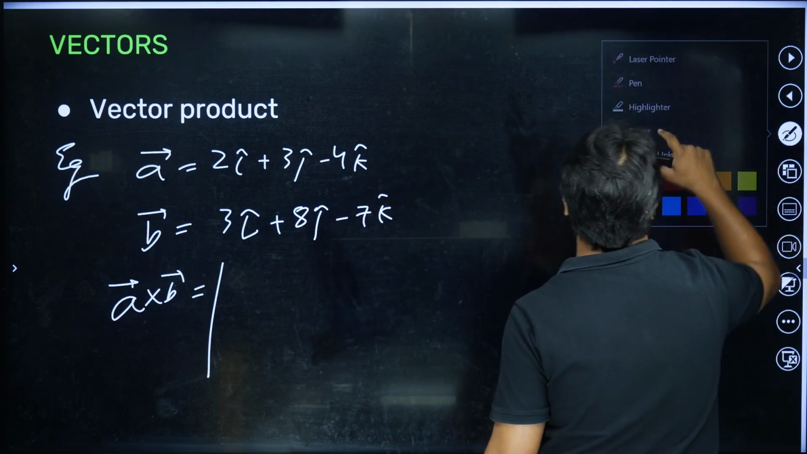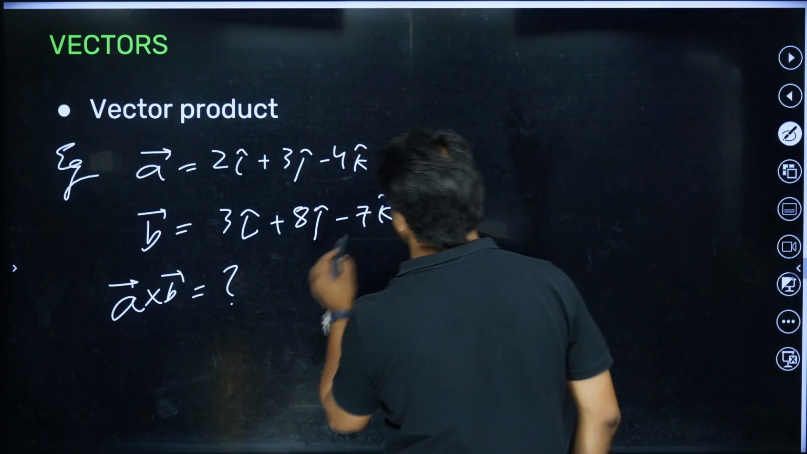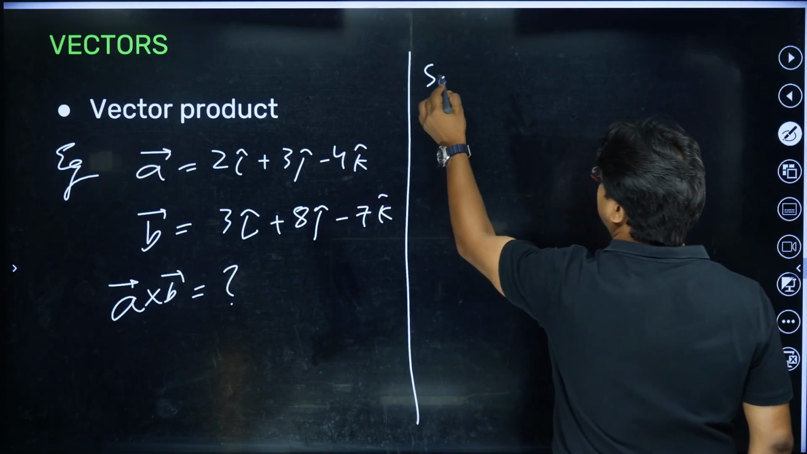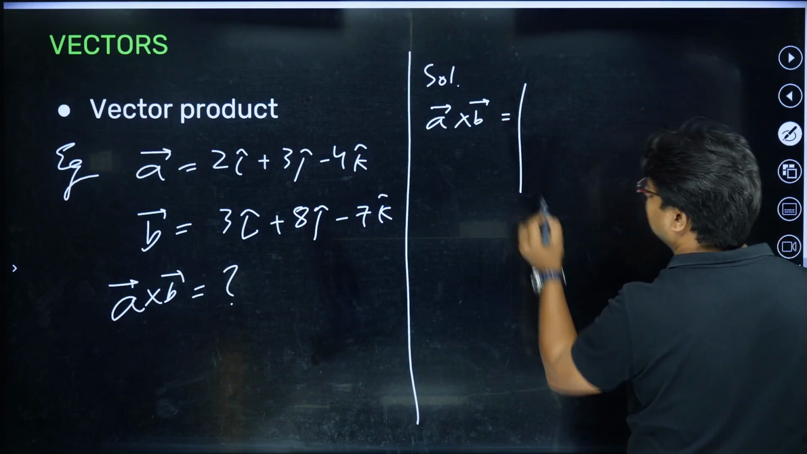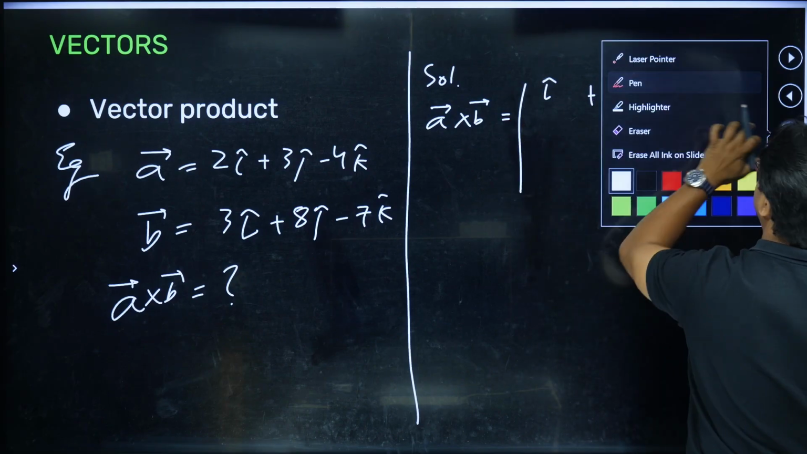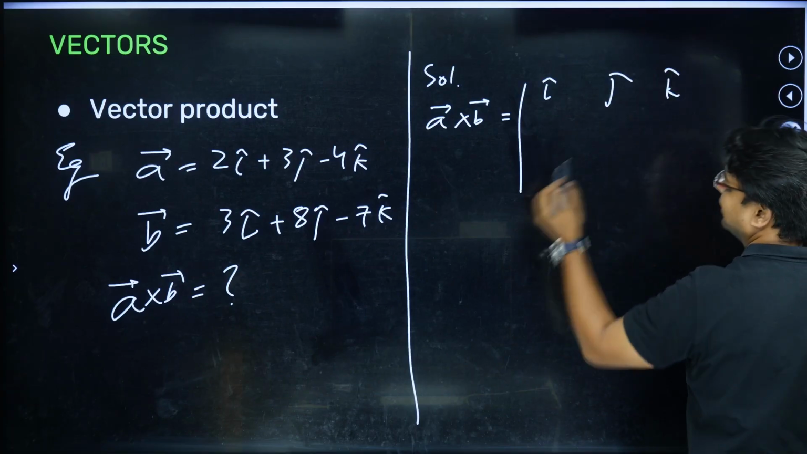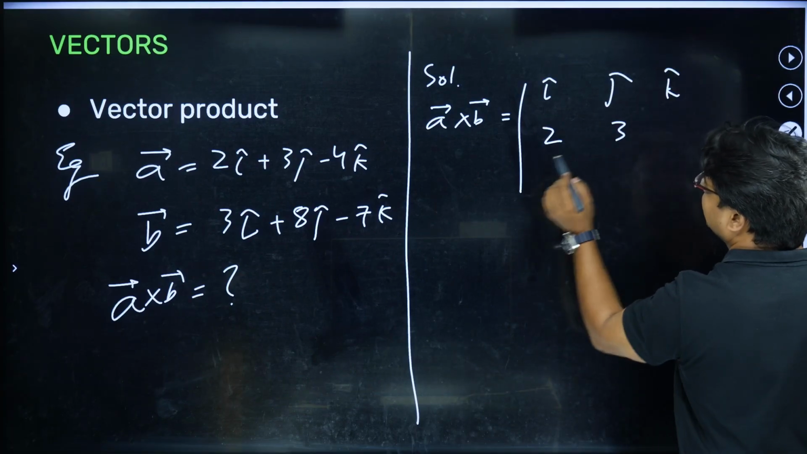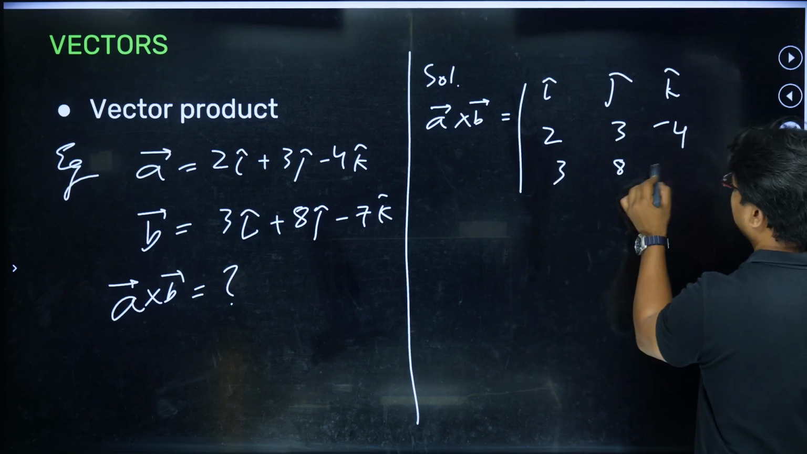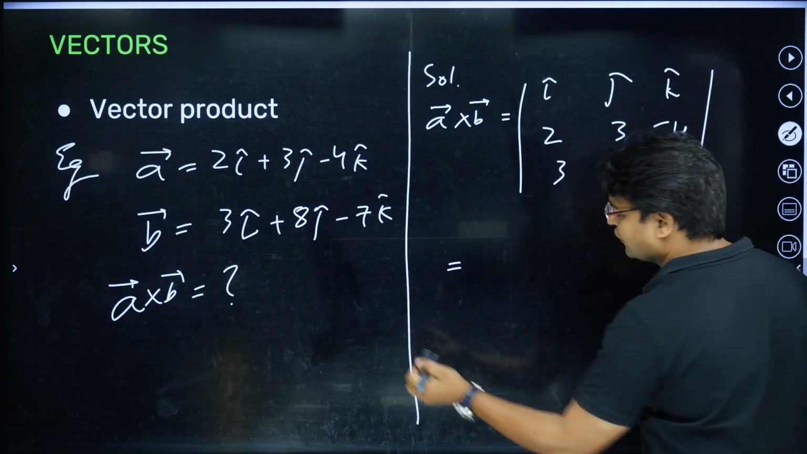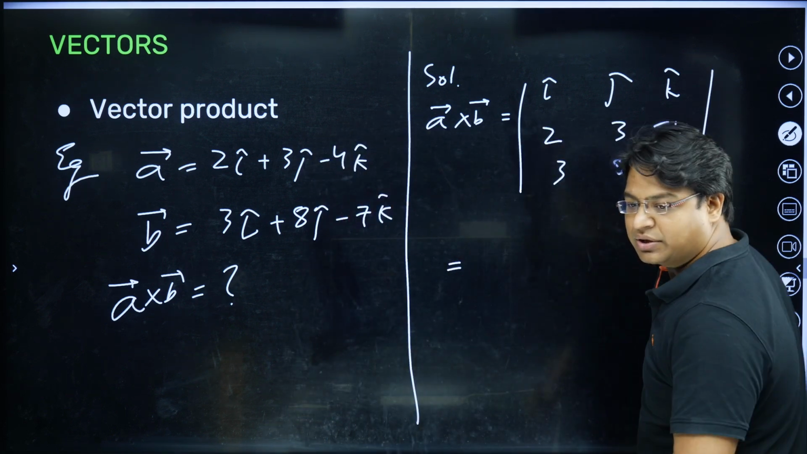Let me finish the question first. So what would be the solution? So A cross B would be I, J, K, and then 2, 3, minus 4, and then 3, 8, minus 7. Those of you who are wondering when did I teach determinant, I taught in one of the previous sessions in the same series. Check it out.